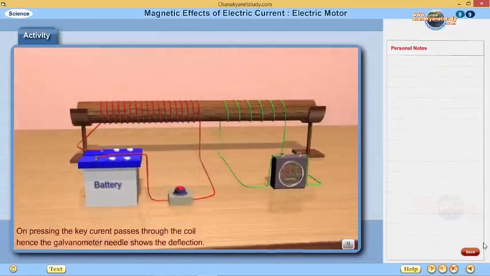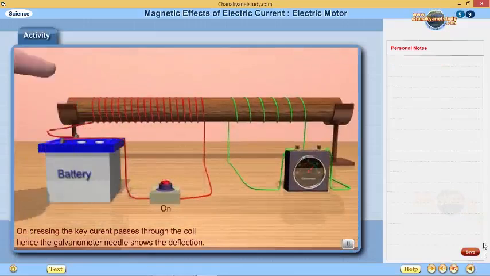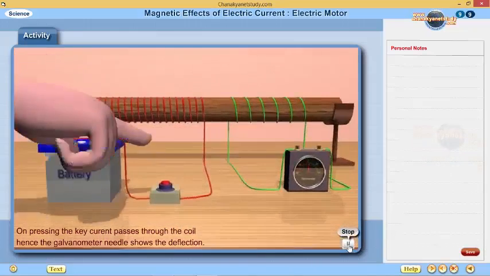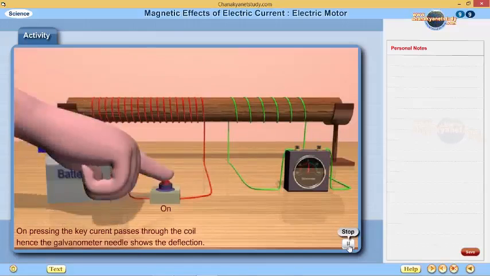Activity. Take two coils of about 50 turns. Insert them over a non-conducting cylindrical roll, as shown in figure. Thick paper roll can be used. Connect coil 1 to a battery with a plug key. Connect coil 2 to a galvanometer. Plug the key and observe the deflection in the galvanometer. Unplug the key and again observe the deflection.